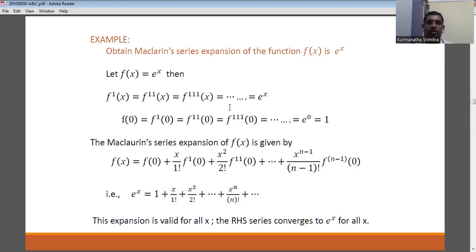So these are the mean value theorems and generalized mean value theorems: Rolle's and Lagrange's mean value theorems, and the generalized mean value theorems are Taylor's theorem and Maclaurin's theorem.